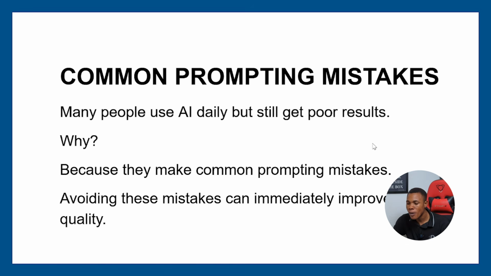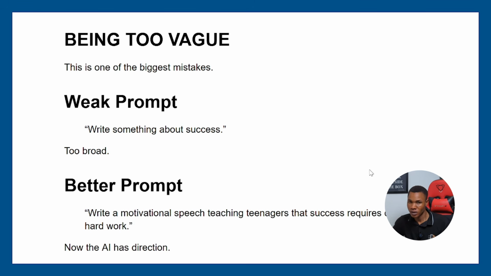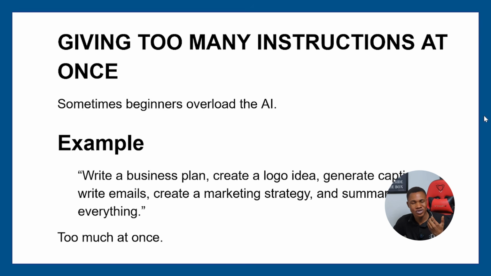All right, so common prompting mistakes. Many people use AI daily but still get poor results. Why? Because they make common prompting mistakes, and today I'm going to teach you how to avoid those mistakes. Is that okay? Now, you are being too vague. If you notice, I've been using this word repeatedly. So you are being too vague. Is that okay? You are being too general. That's how I put it. So be specific, right? Better prompts are specific. Write something about success. You are not trying to be specific.